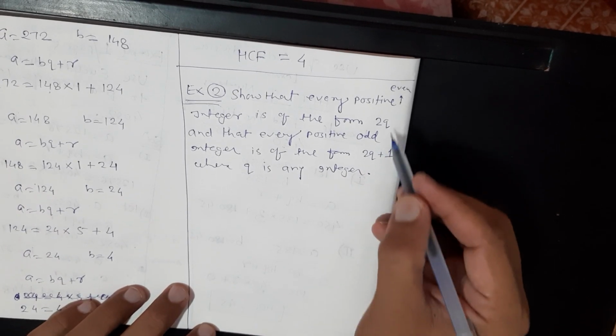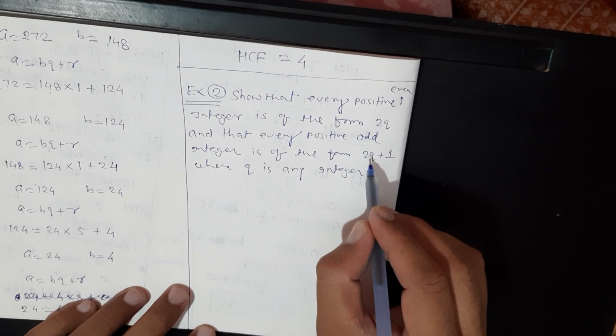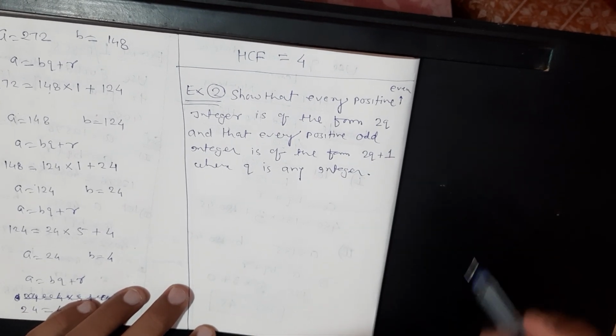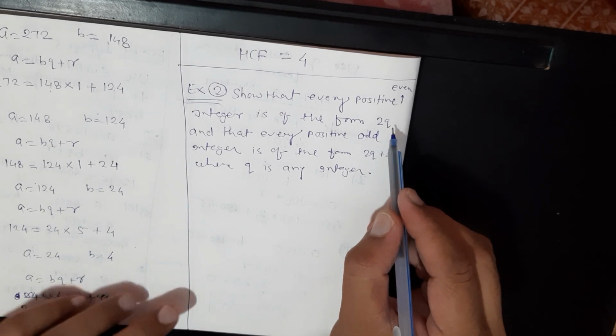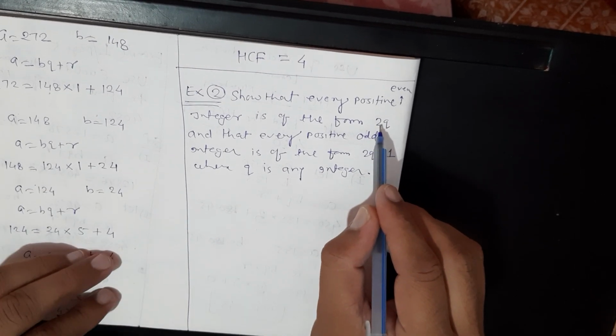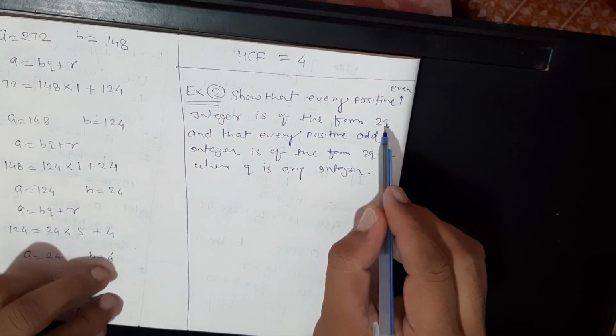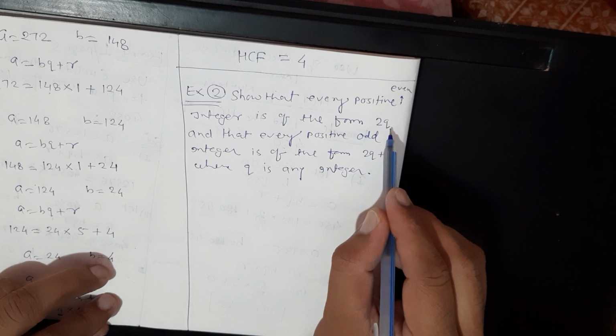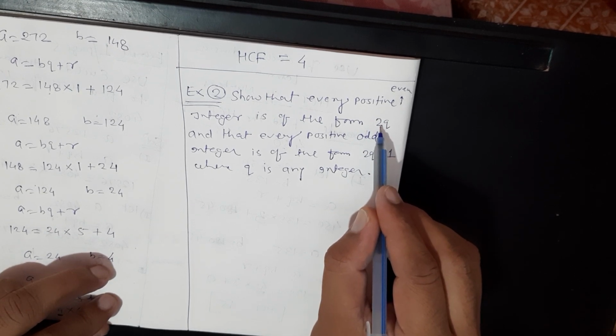It's a very common sense thing that 2q is even and 2q plus 1 is odd. If you want to judge without solving, you can take q as an integer. Like q equal to 3: 3 2s are 6, 6 is even. q equal to 4: 4 2s are 8, it is even.